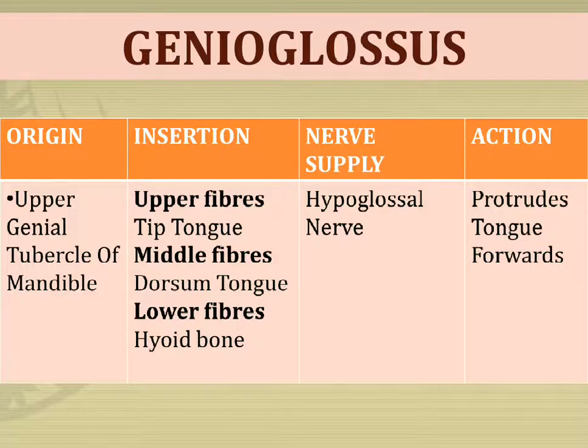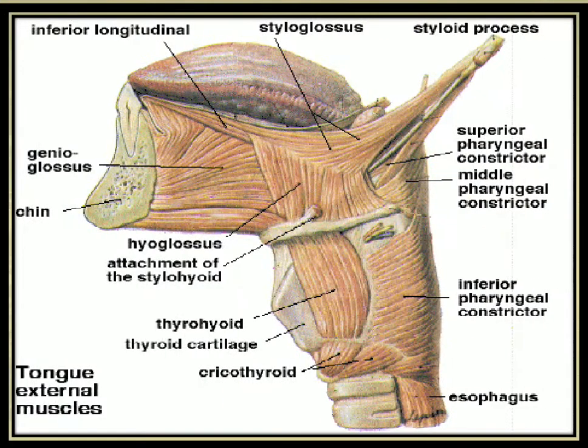Insertion, the upper fibers are inserted into the tip of the tongue, middle fibers are inserted into the dorsum of the tongue, and lower fibers also reach the hyoid bone. Nerve supply is by the hypoglossal nerve, and the action is protrudes the tongue forward. It is also the safety muscle of the tongue, and it is the only muscle that pulls the tongue forward. Again, the point of origin draws the point of insertion towards it. This is the genioglossus, which is taking origin from the genial tubercles, the upper genial tubercles, and it is getting inserted. The upper fibers getting inserted into the tip, then middle are getting inserted into the dorsum, and the lower fibers into the hyoid bone.